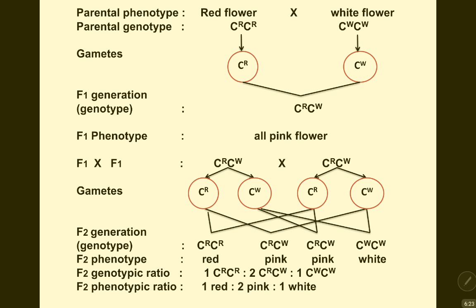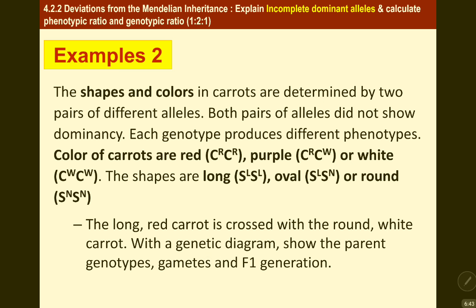Alright, so this is the genetic diagram for red flower and white flower, homozygous, forming heterozygous pink flower. Self-cross, gametes showing F2 generation 1:2:1. Okay, example 2, this was the past year question for the shape and colors in carrots.